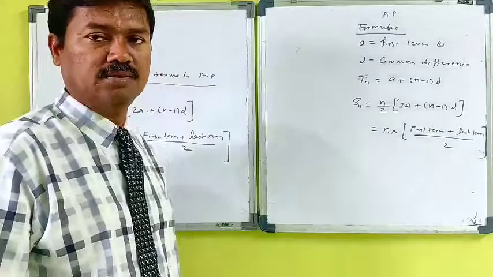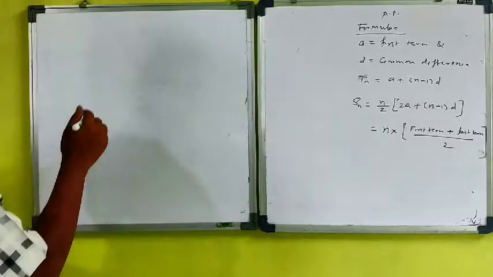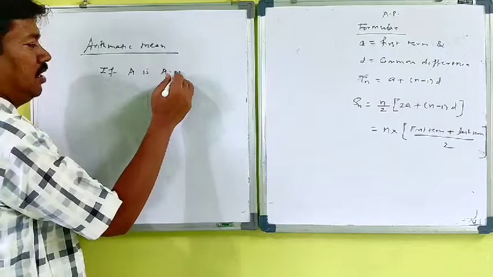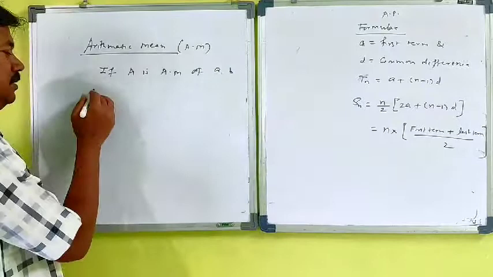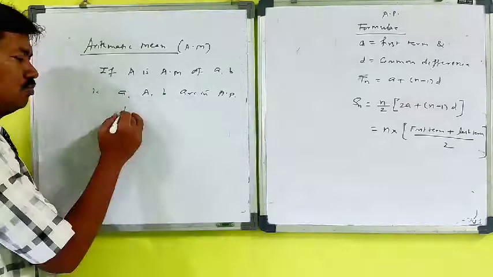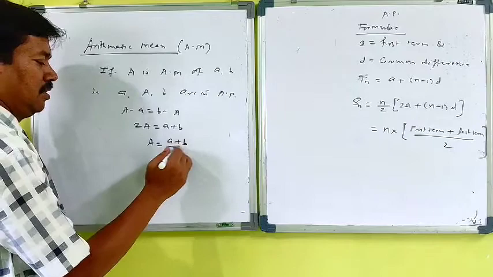If A is the arithmetic mean, what is the meaning of this? If A is the arithmetic mean of a and b, then a, A and b are in arithmetic progression. That means the difference A minus a should be equal to b minus A. So 2A is a plus b, so A is the arithmetic mean.